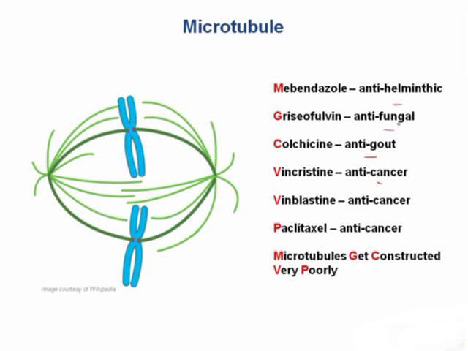And for the parasites and fungi, you want to use inhibitors that are specific to those types of species and have minimal effect on human microtubules. Some examples that are most likely to show up on Step 1 are mebendazole, which treats helminths, griseofulvin, which treats fungi, colchicine, which is a super important drug which treats gout, and vincristine, vinblastine, and paclitaxel, which are all chemotherapy drugs. Now, why does colchicine treat gout?